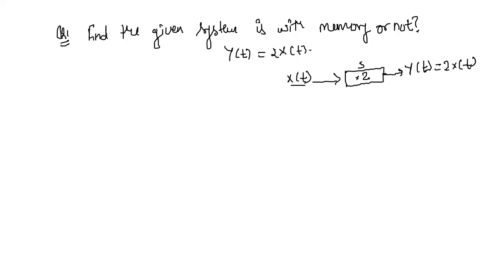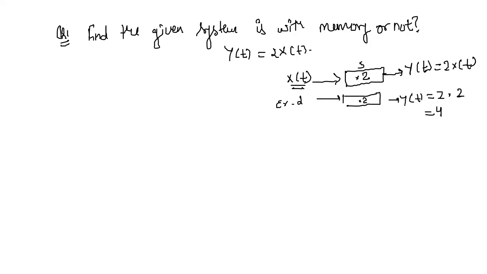So x(t) is the input. If this x(t) goes into the system, the system multiplies the input by 2, and the output is 2 multiplied by the input. For example, if you give x(t) equal to 2 into the system, the system multiplies by 2. So the output y(t) is equal to 2 multiplied by 2. The answer is 4. This is the meaning of this equation.